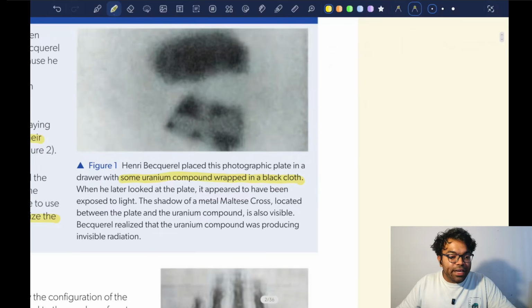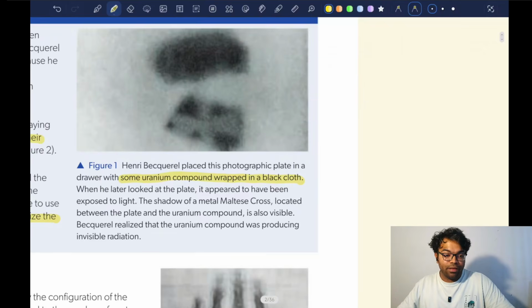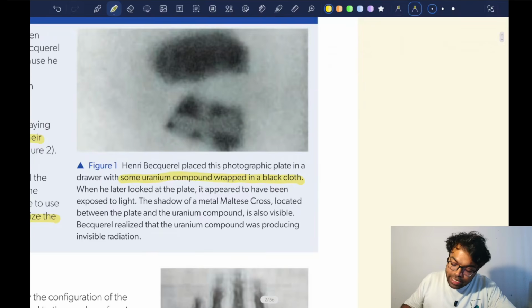Okay, so basically he kept the photographic plate in a dark cloth in a drawer, but still the photographic plate got impacted. And that's what surprised him. That is the difference between a person who has an intuitive mind and an ignorant mind. When he later looked at the plate, it appeared to have been exposed to light. The shadow of the metal Maltese cross.